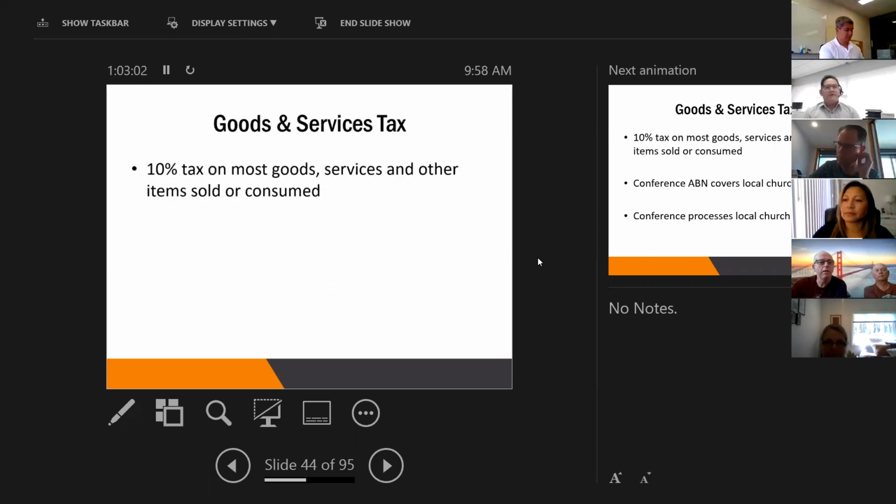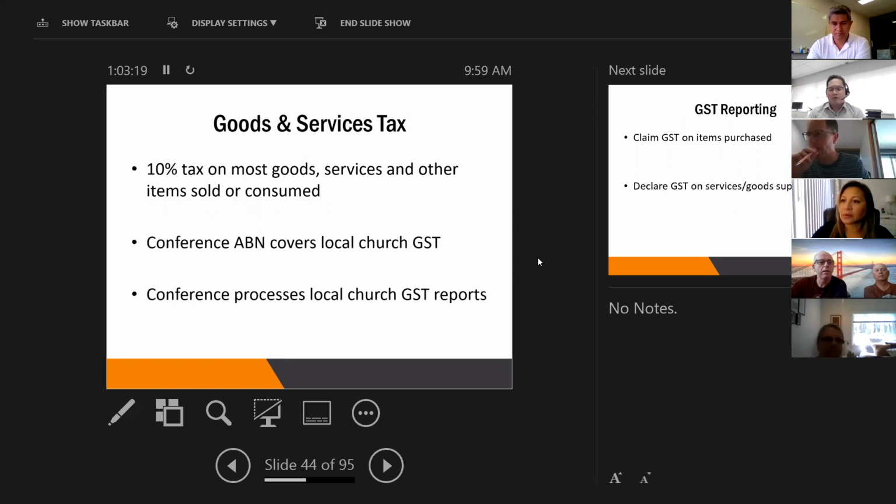Now, let's talk about the goods and services tax, or GST. As we all know, it's a 10% tax on most goods, services, and other items sold or consumed in Australia. So we need to basically pay GST on services that are not religious or of a religious nature. And we can claim GST back on your purchases if there is GST on the invoice.